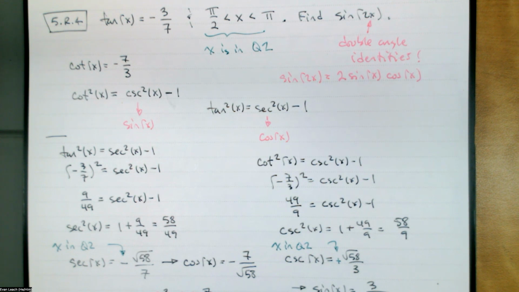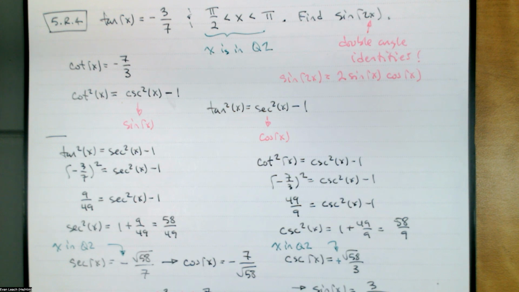But we know that x is in quadrant 2. Maybe this is where we need that information. Because x is in quadrant 2, the secant and cosine are both going to be negative. So the secant is negative root 58 over 7. So cosine is negative 7 over root 58. No problem. Now we can use the reciprocal identity to take our tangent of x and write it as cotangent of x. I could say cotangent of x is negative 7/3.